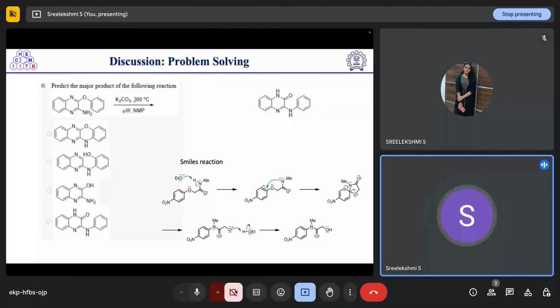I will explain once again. First K2CO3 will be abstracting a proton from this amine, which will result in the formation of this NH minus, which will attack over this carbon center. As a result, this bond will shift over here. So this bond is basically breaking, and this bond is shifting over this nitrogen, and this nitrogen will take up the proton from some proton source or the workup. So that will result in the formation of this compound. So the correct answer is option D. This is an example of Smiles rearrangement.